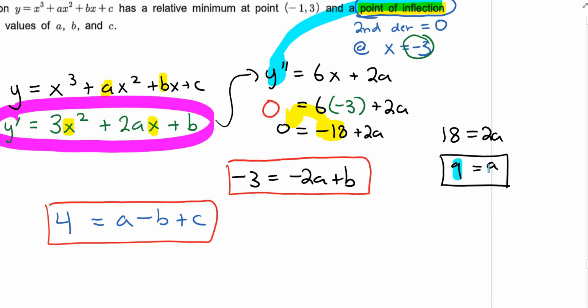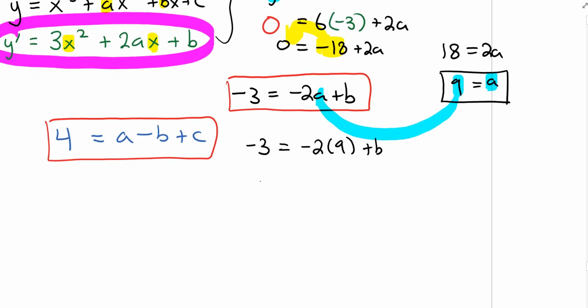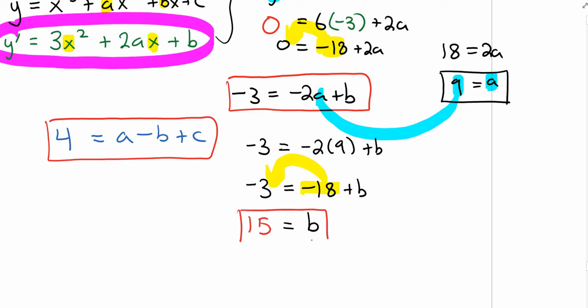Then I can take this value of a and plug it in over here. So that's going to be -2 times 9 plus b equals -3. And that's going to be -3 equals -18 plus b. And now we can solve for b by taking this -18 and bringing that to the other side. So that would be -3 plus 18, which is going to be positive 15. So b would equal 15.